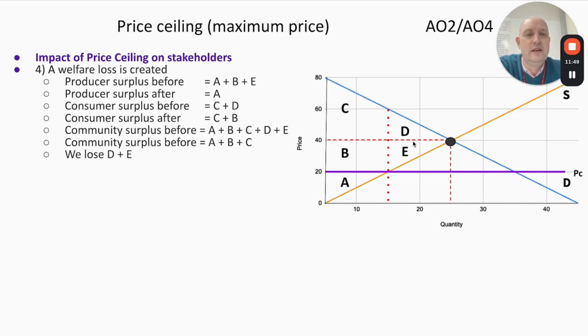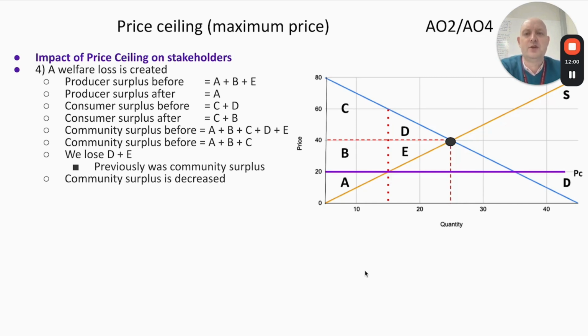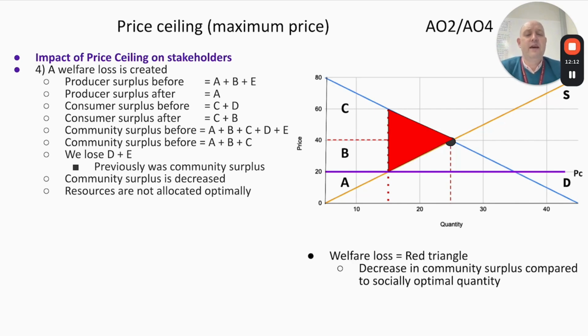So therefore we lose D plus E, and that's because in the market we're only trading 15, whereas at equilibrium we're trading 25. So D plus E was previously consumer surplus, and now we can say that community surplus is decreased, and therefore resources are not allocated optimally, as we looked at in 2.3. So we can shade the welfare loss equal to this red triangle, which represents the decrease in community surplus compared to the socially optimal quantity.